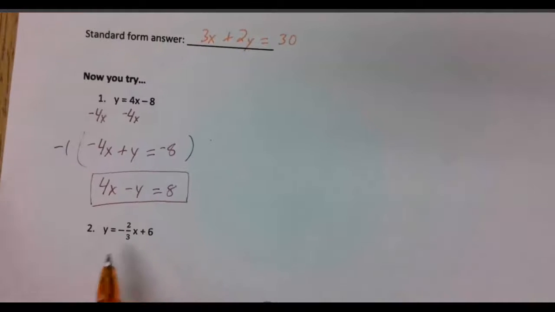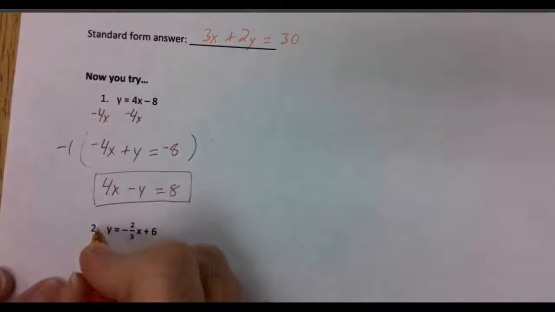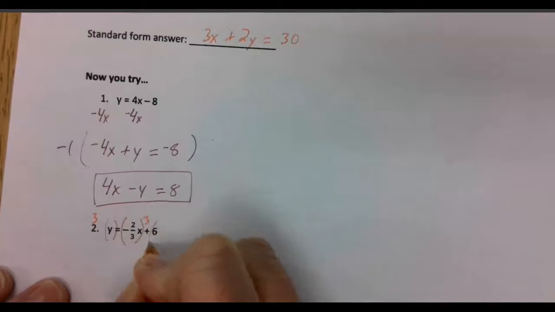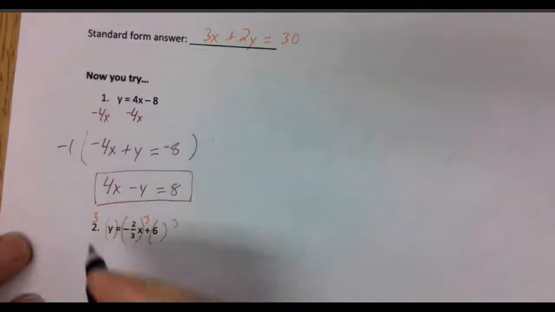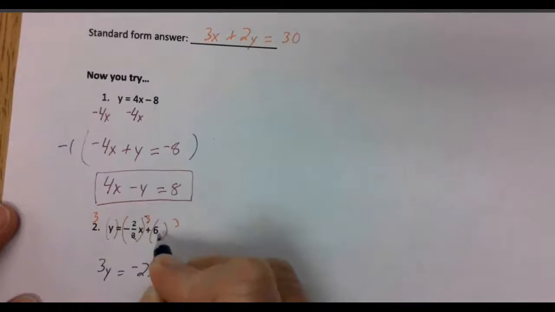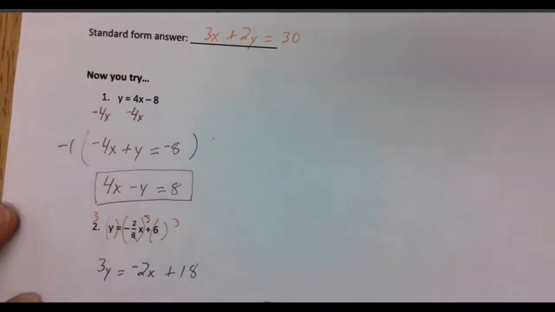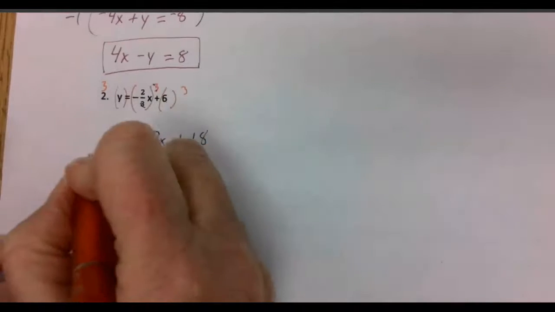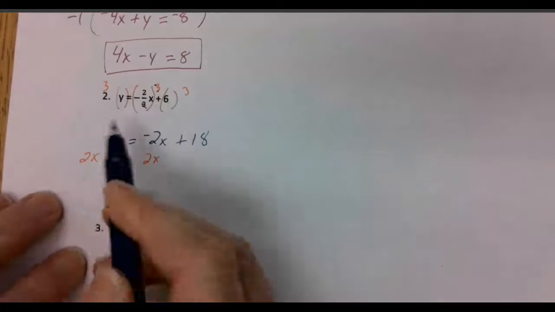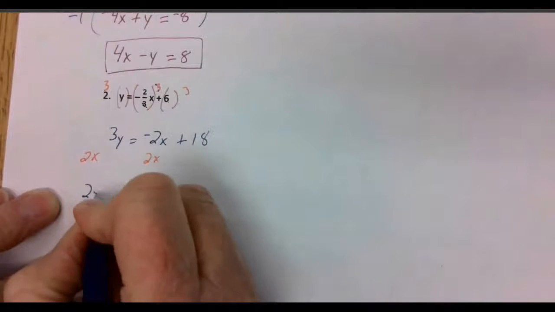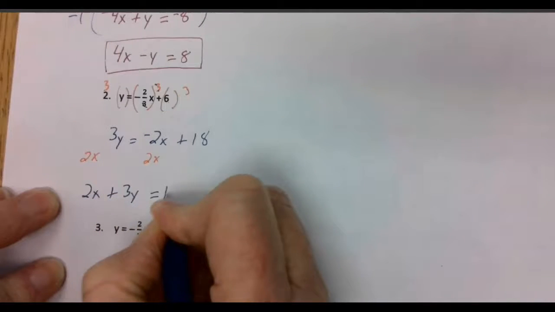Number 2, we have a fraction, so we want to clear the fractions. We're going to multiply everything by that denominator, every single term by 3. So we get 3y is equal to, here's where my 3's cancel and get -2x. 6 times 3 is 18. Now I have to get x and y on the same side, so I need to move that. I have a -2x, so I'm going to add a 2x to both sides. And the reason I do it this way is I like to line up my like terms. Well, there's no like terms. So I get 2x plus 3y is equal to 18.